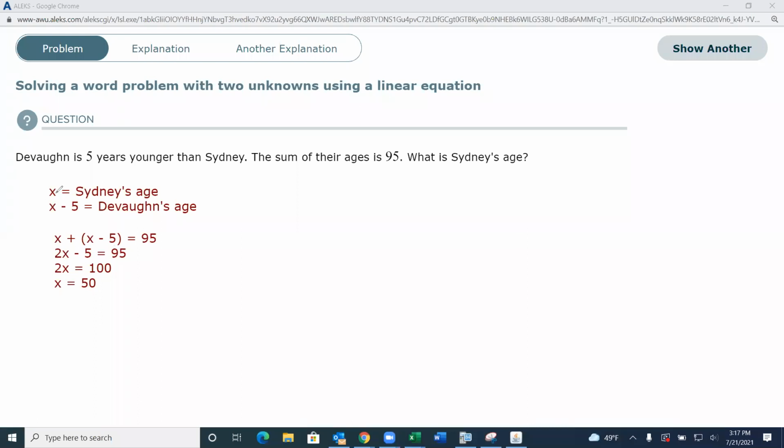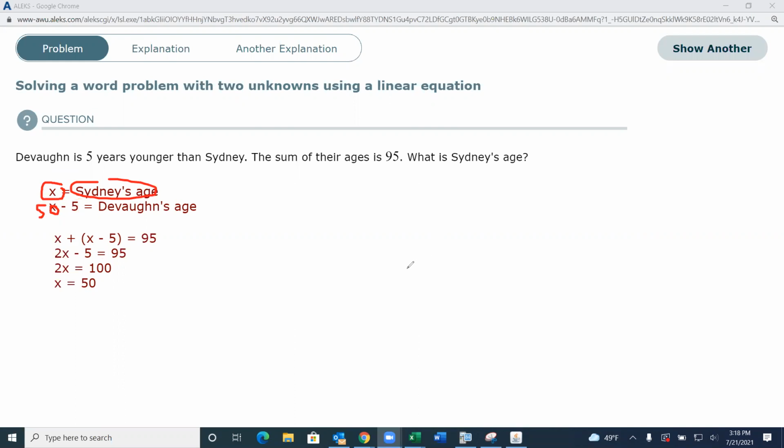So what does x stand for? Well, x by itself stands for Sydney's age. So we've got Sydney's age. What about Devon's age? Well, x still stands for 50. Wherever in this problem, x is always 50. So Devon would be 50 minus 5, or 45. So again, we see 50 and 45 years old, and that would be a good way to do it.